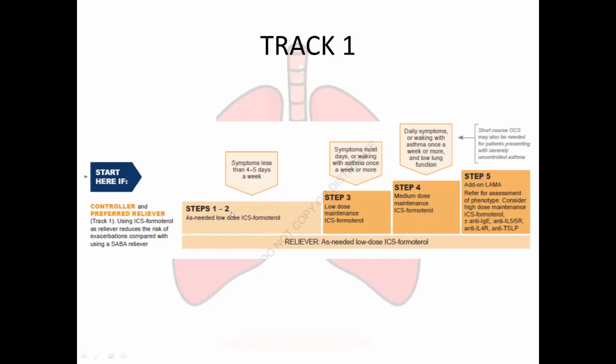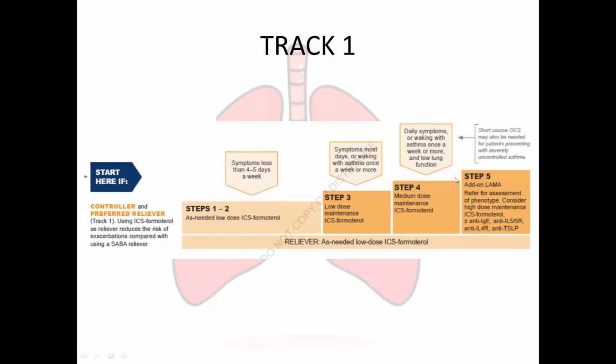So in step 1 to 2, you don't need to give a daily maintenance. Here, an as-needed low dose ICS-formoterol that is used as a reliever itself acts as a maintenance to control underlying lung inflammation and to prevent future exacerbations. So we don't need daily inhalation therapy in step 1 to 2. From step 3 onwards, we need to give daily maintenance therapy. In step 3, a low dose ICS-formoterol is given as maintenance daily along with an as-needed low dose ICS-formoterol reliever. In step 4, a medium dose ICS-formoterol combination is used for daily maintenance along with the low dose ICS-formoterol as reliever.